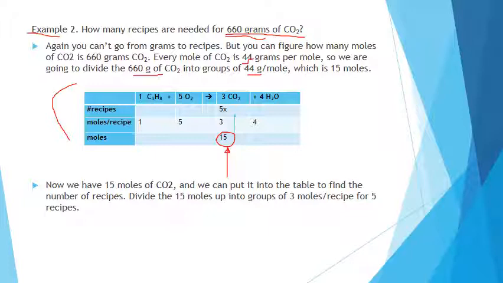You end up with 15 moles. Every time you do the recipe, you need 3. So how many recipes can you get out of 15? You divide the 15 into groups of 3, and you get 5 recipes. There you go.